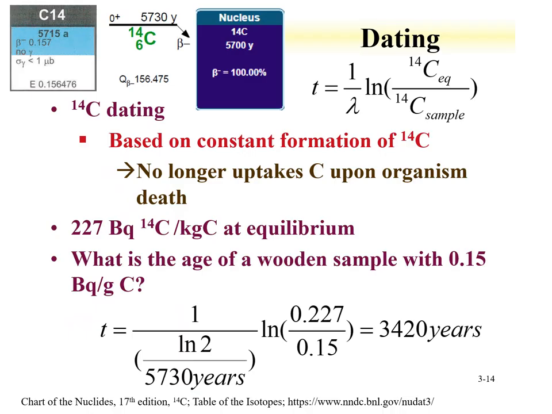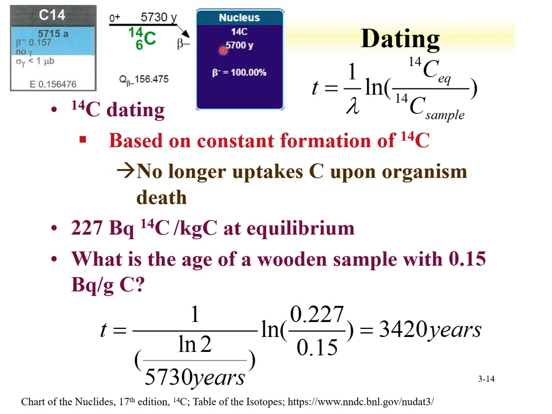Carbon-14 dating is a little bit different. This is based upon the uptake of carbon-14. So for carbon-14, the half-life is around 5,700 years. This is a good time to show some variation in literature data. There are three half-lives for carbon-14 shown here. 5,715 years from the chart of the nuclides, 5,730 years from the table of the isotopes, and 5,700 years from the Brookhaven website.